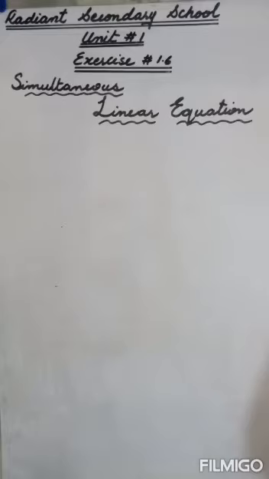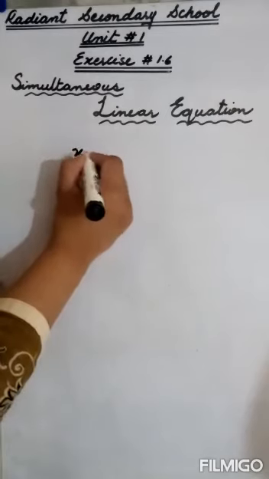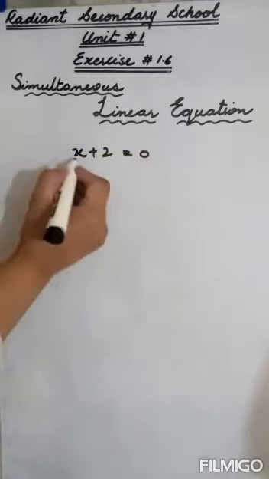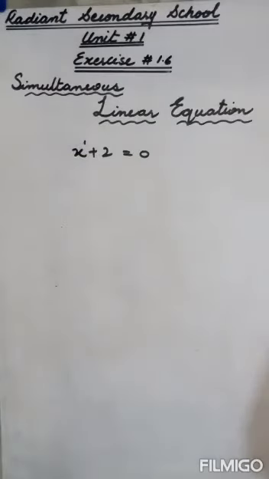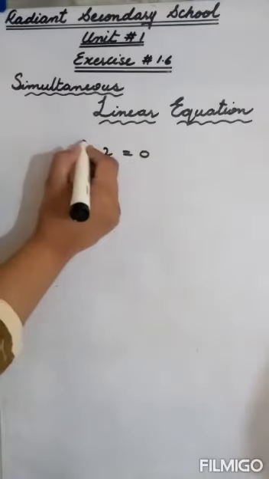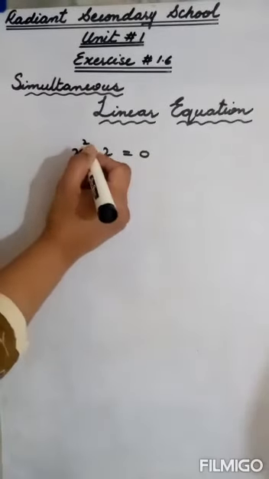Students, you are well familiar with the linear equations. What are the linear equations? A linear equation is an equation in which the exponent of the variable is 1, like x plus 2 equals 0. You can see the variable is having exponent 1, so this is called a linear equation. If the exponent is other than 1, suppose 2, then it will not be a linear equation.